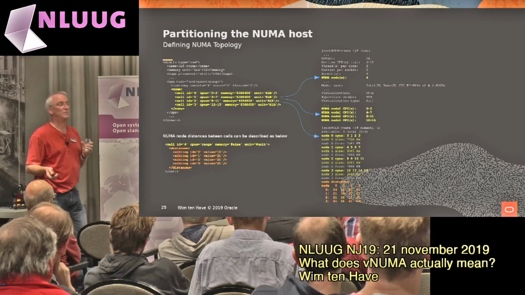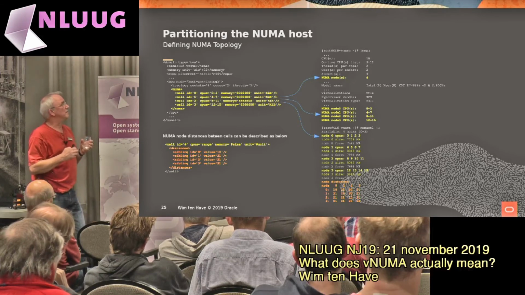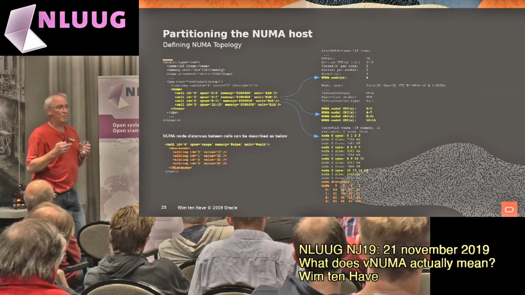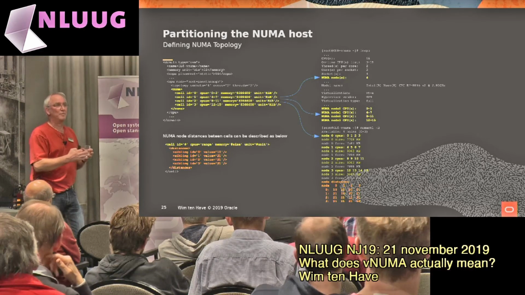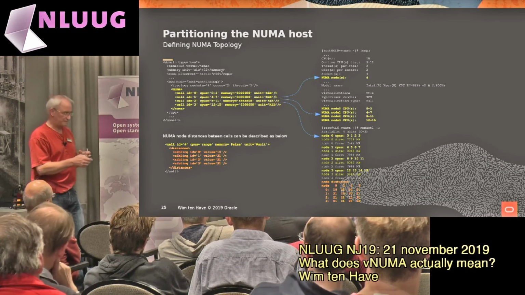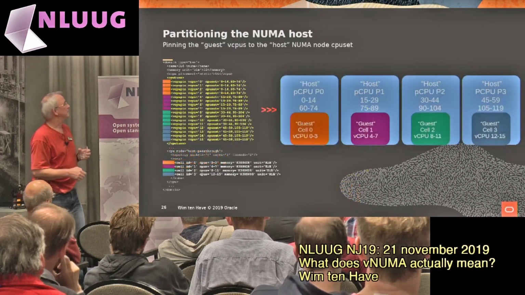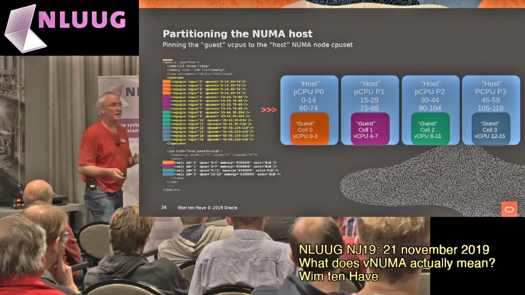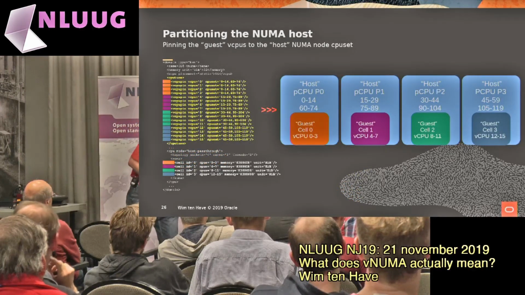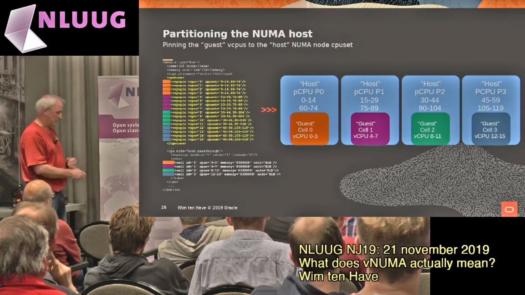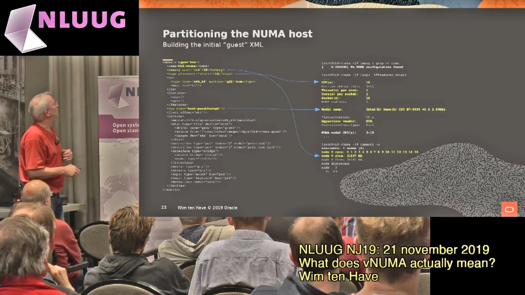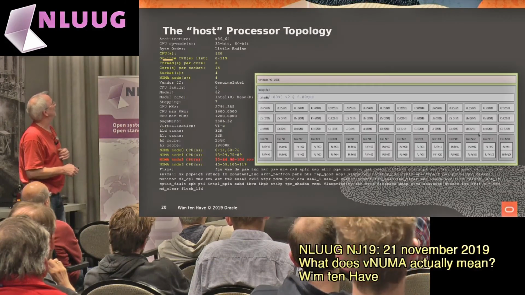I'm done, but that is not true, because there is nothing in this picture that describes what CPU under the guest is assigned to what memory under the host, or what CPU is assigned to a specific CPU under the host. So for that you have to describe the pinning. And I have to go back to the lscpu.